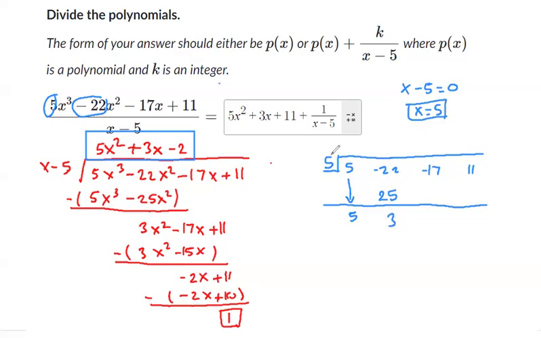We multiply this 3 by 5, which is 15, and write it right below the next number. Now we add these two numbers to get negative 2. Then we multiply negative 2 by 5, which is negative 10, and add again to get 1. The last number in our summation is our remainder, which is the same as this one. The other numbers are the coefficients of my quotient. So this 5 is this 5, this 3 is this 3, and this negative 2 is this negative 2.